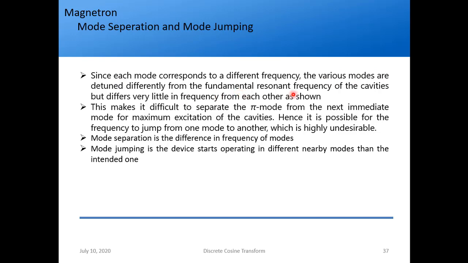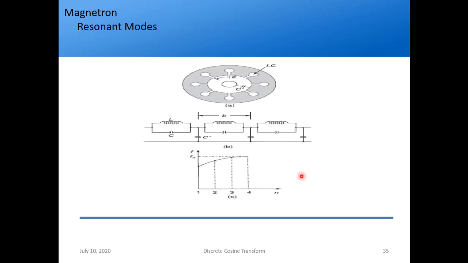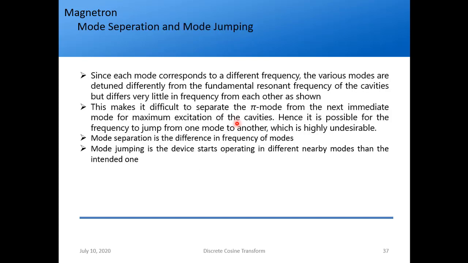As we saw, if you want good sustained oscillations, we obviously require all the cavities to have the same frequency, right? But that is not the case usually. There are some changes in the dimensions, because of which we'll have different resonant frequencies for each cavity practically. This makes it difficult to separate the pi mode from the next immediate mode for maximum excitation, right? For example, this might work at pi mode, but this might work at pi by 4, this might work at 3 pi by 4 because of the changing dimensions of the cavity. So this is called mode separation.